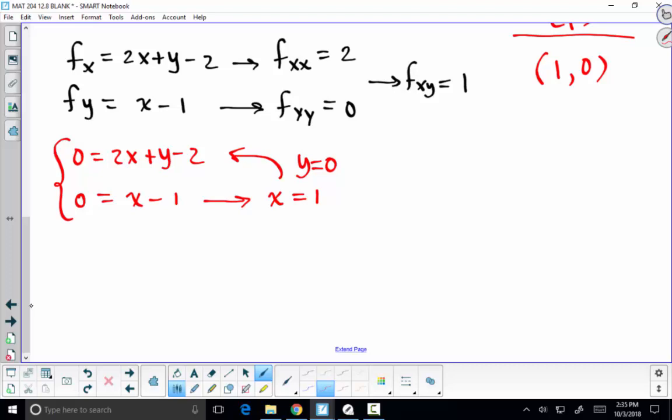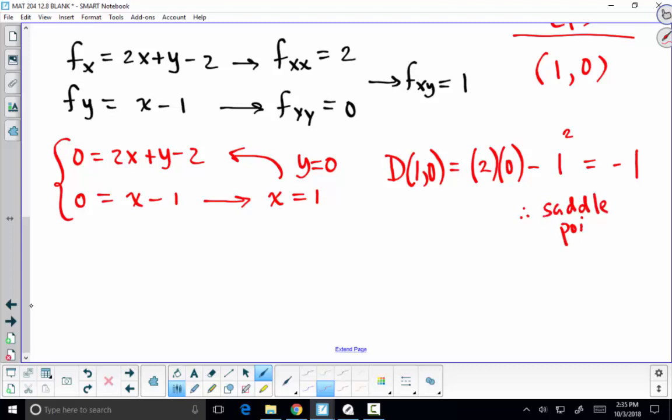So then we have to figure out our discriminant at 1, 0. So f sub xx multiplied by f sub yy minus f sub xy squared. So that's going to be negative 1. So again, we have a saddle point there also, but for a different reason. Our concavity things both went away there. But as long as you end up with a negative discriminant, saddle point.